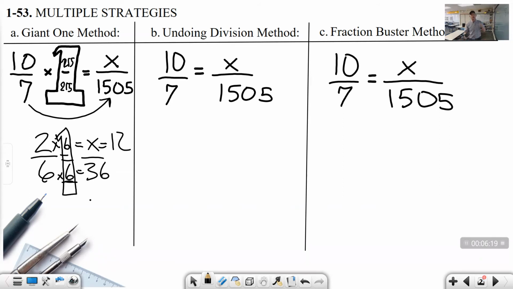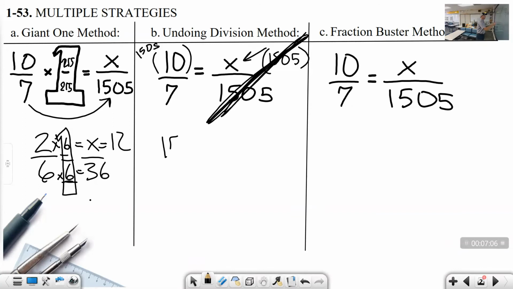Okay? Undoing division method. The undoing division method is really good when you have an x on top and you think, okay, I've got this 1505 on top. How do I undo that division? Well, you think the opposite of division is multiplication. When you multiply this side by 1505, this creates the big giant 1. Divide, divide, divide, and that's gone. But what you do to one side, you have to do to this side. 1505.